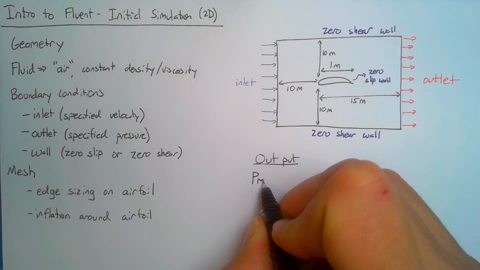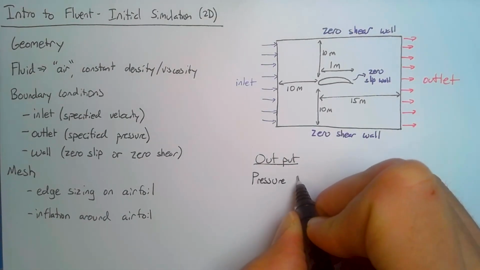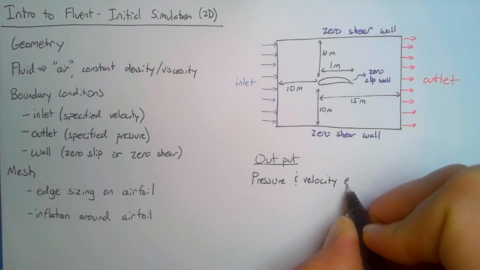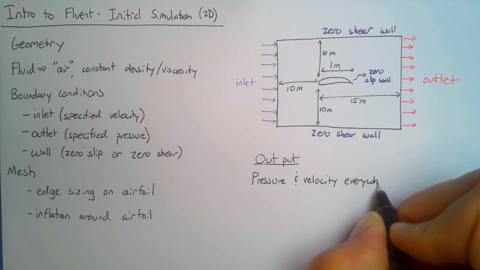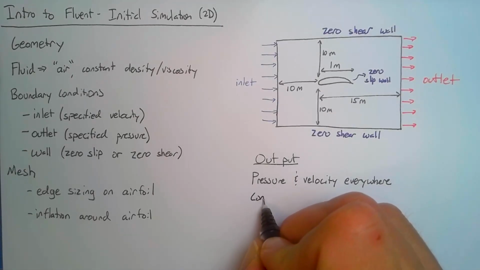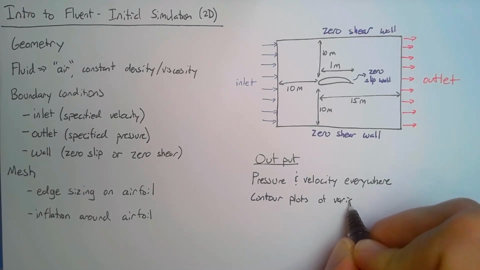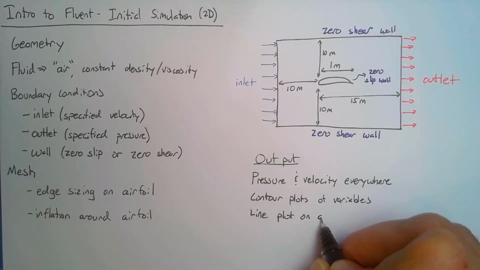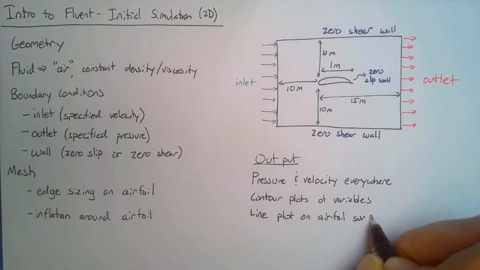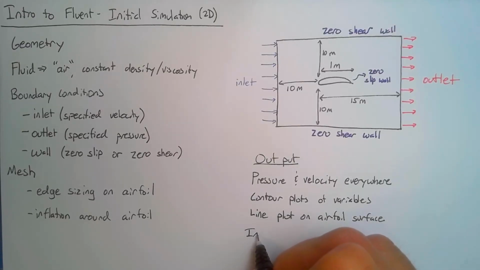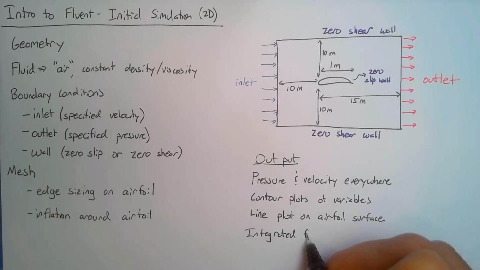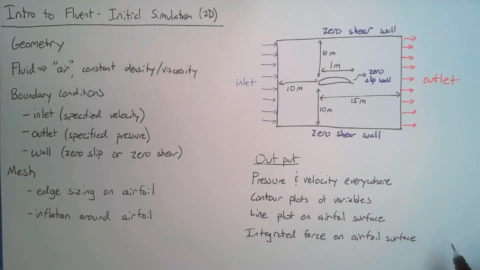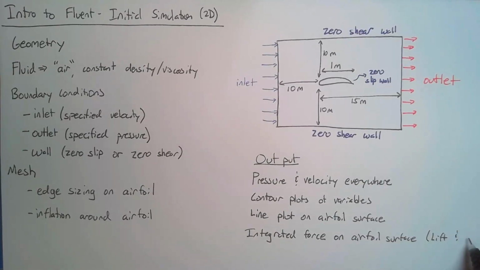So what do we get out of this simulation? Well, first off, whenever we do this simulation, we get the pressure and the velocity everywhere. And then once we have that information, we're going to be able to create contour plots. We're going to be able to make a line plot looking at variables on the airfoil surface. And then finally, we're going to be able to integrate the pressure to find the integrated force on the airfoil surface. And that gives us lift and drag.